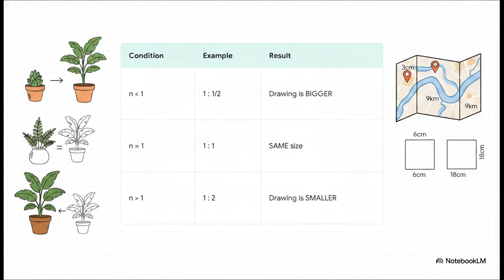Second, if n equals 1, so the scale is 1-to-1, the drawing is exactly the same size as the object. Easy enough. And third, if n is greater than 1, like the number 2, the drawing is smaller than the object. Keep this rule of 3 in the back of your mind, especially that tricky first one.